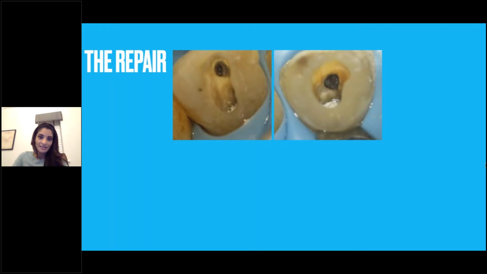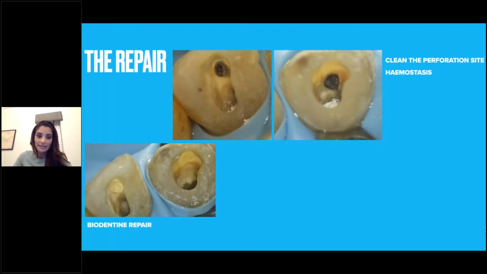So repairing this case, the first thing you have to do is clean the perforation site. We can see here, I've removed any GP, any traces of sealer, to make sure that the site is nice and clean. We want to get good hemostasis because we can't put a perforation repair material over something that's bleeding. And here I've repaired both of those perforations with Biodentine.